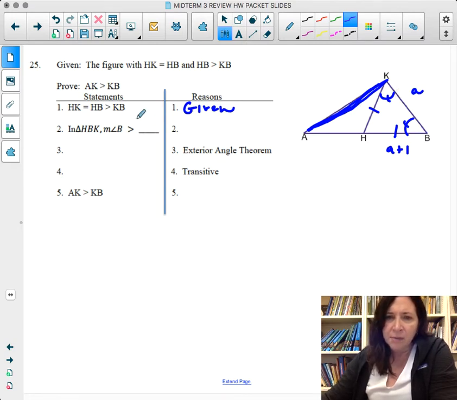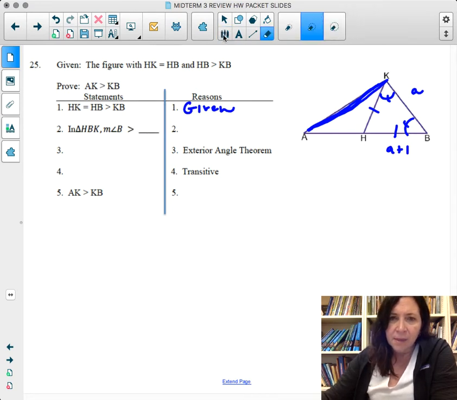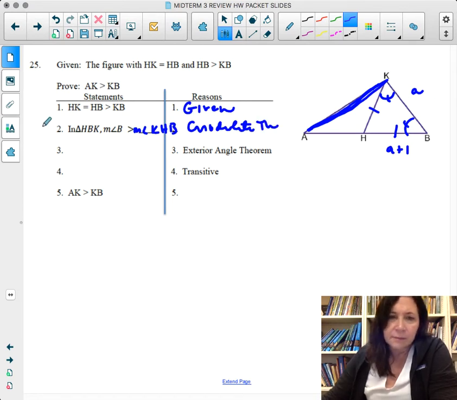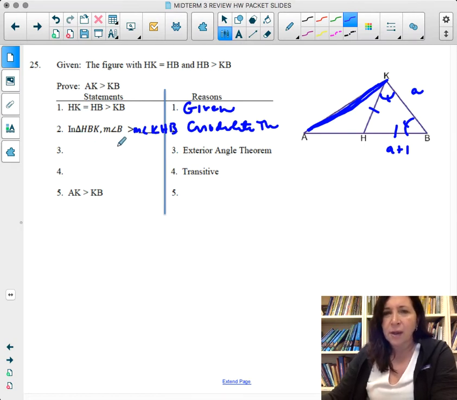The measure of angle B equals the measure of angle HKB, let me say it the right way, the measure of angle KHB. And this one is using the Crocodile Theorem, if you recall that. Okay. Always know that the sides opposite the largest angle are larger sides than the other sides.